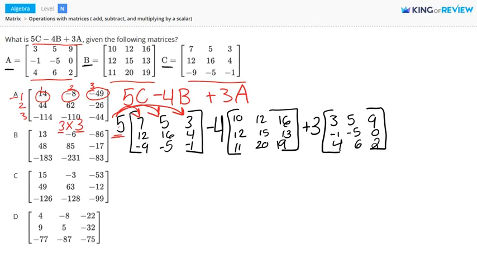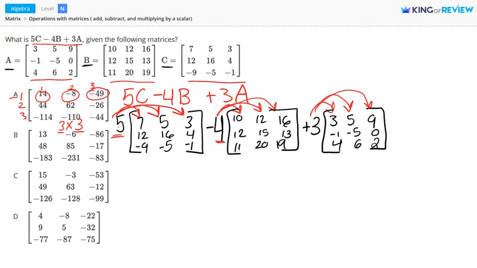For the next part, 4b, we're multiplying 4 times each of these entries. And we'll multiply 4 by each of these 9 entries. And then for 3a, each of these entries will be multiplied by the 3. So 9 times we'll multiply this 3. So what does this give us?